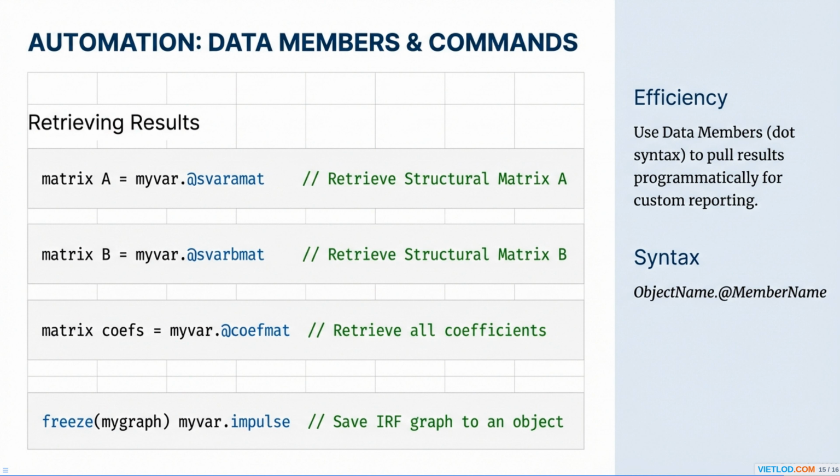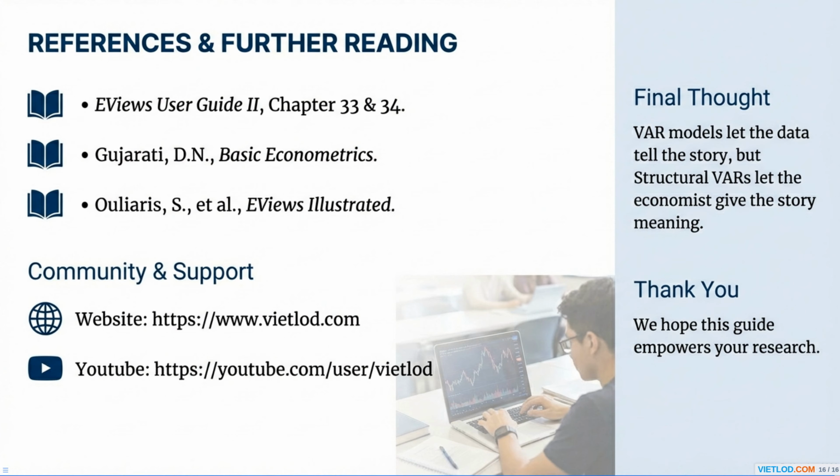EViews allows for efficient automation and custom reporting by using data members, which are accessed with a dot syntax. The general syntax is object_name.attribute_member_name. This enables you to programmatically pull results like coefficient matrices or structural matrices directly from your estimated VAR object. For example, myvar.@svarmatrix retrieves the estimated structural matrix A, myvar.@svarbmatrix retrieves structural matrix B, and myvar.@coefmatrix retrieves all coefficients. You can also use commands like freeze(mygraph) myvar.impulse to save an impulse response function graph as a separate, permanent graph object in your workfile for later use in reports.